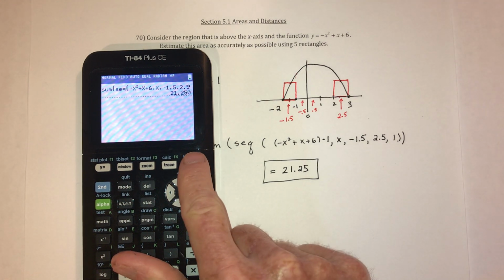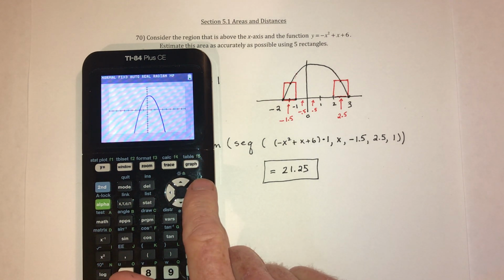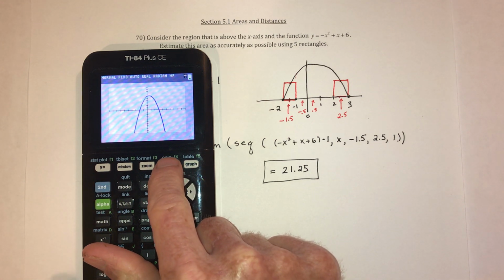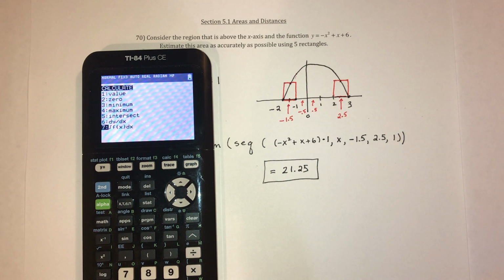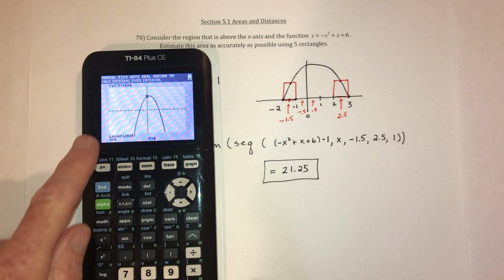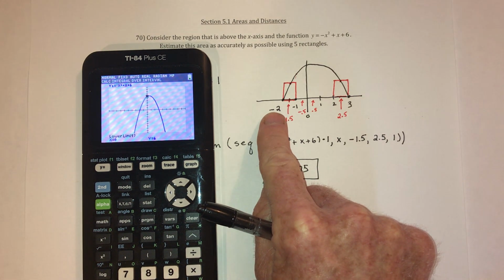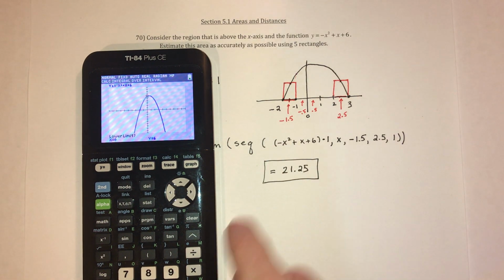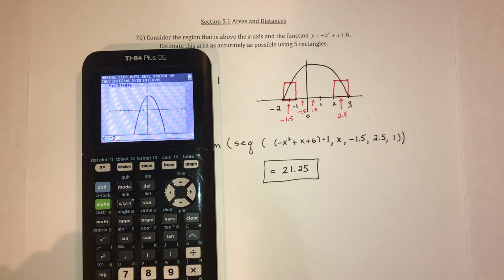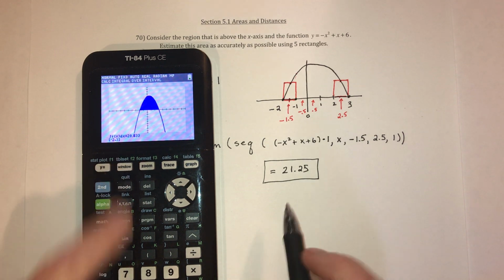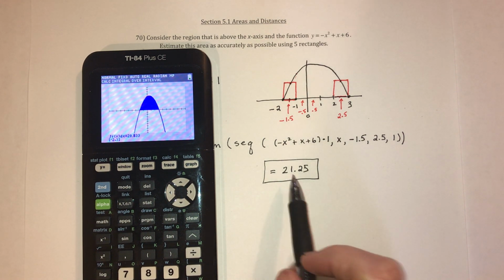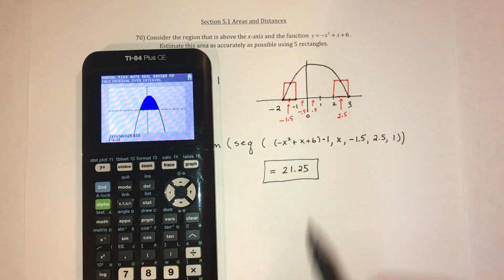Now I want to check my answer. If you go to the graph and you go to calculate, number 7 will find the area. Lower limit, that means start at negative 2. So this is finding the exact answer. It's not using approximations. So it's going from negative 2 to positive 3, and it finds the area and even shades it. So the actual answer is 20.833. Our estimate of 21.25, it's not too bad, especially considering we only used 5 rectangles.